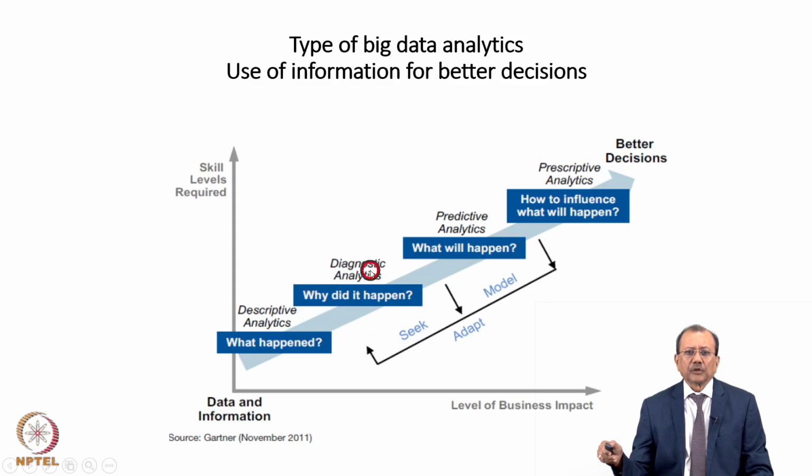Diagnostic analytics talks about why it happened, what was the reason for sales going down, why sales have gone down in this region. That is called diagnostic analytics. Why this equipment has gone down, whether you have taken care of the last alert. So what was the reason? Diagnostic analytics. Then predictive analytics: what will happen, which will predict that this is likely to happen. That is called predictive analytics. We will see that in a little more detail. Then prescriptive analytics.